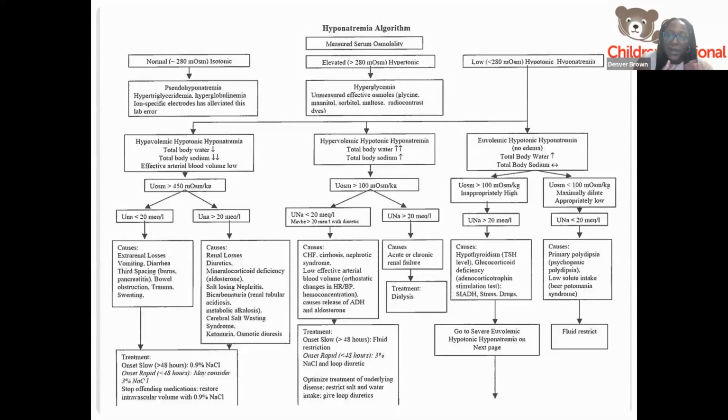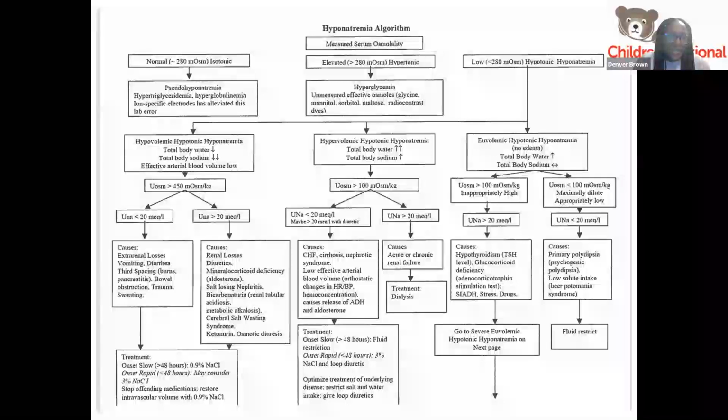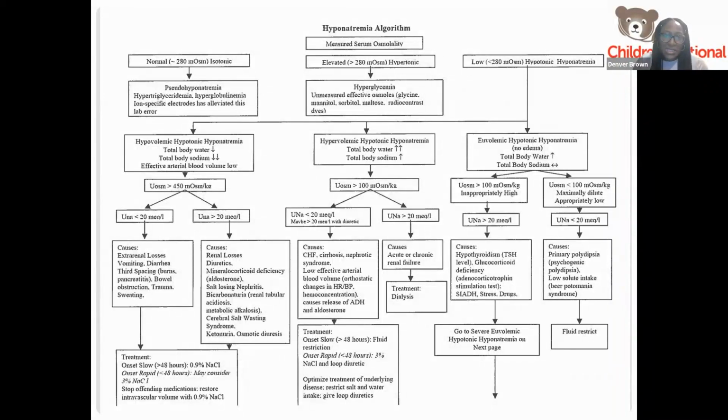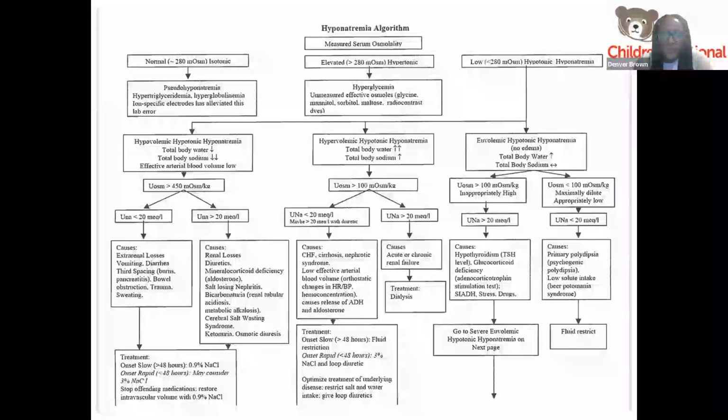Now this looks like a very busy and confusing slide, but we're going to take it bit by bit. But what this algorithm shows is a very systematic way to approach hyponatremia. And this is sort of what you want to be thinking of when you're called either as a general pediatrician or trainee, or even for one of your CKD patients, if they are noted to have a low serum sodium, also known as hyponatremia.